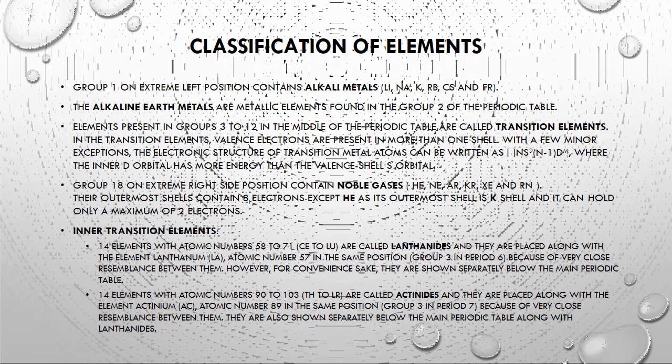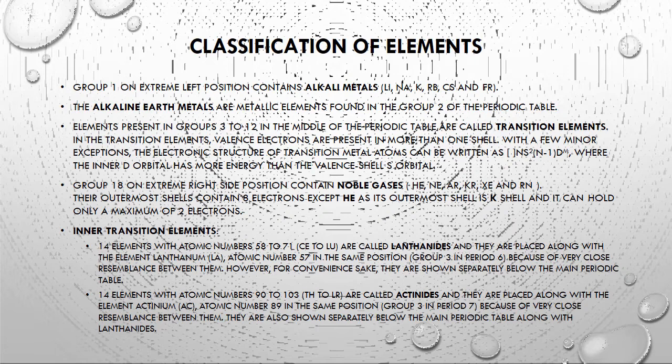In the transition elements, valence electrons are present in more than one shell. With a few minor exceptions, the electronic structure of transition metal atoms can be written as ns2, (n-1)d1 to 10. Group 18 or extreme right side position contains noble gases.